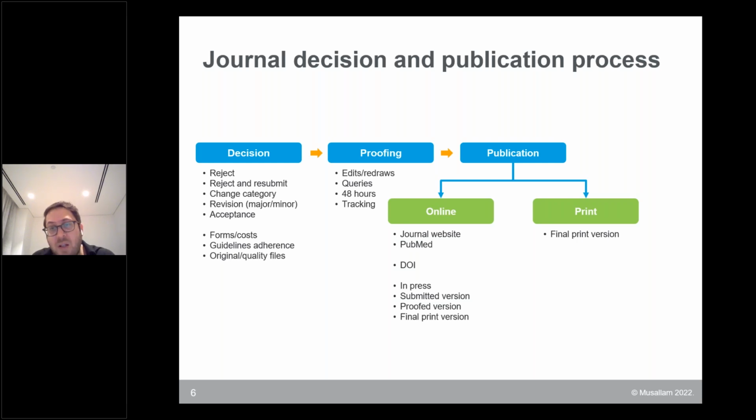But sometimes they send it and they get comments back, and they either reject it based on the comments, or reject and resubmit it. They ask you to do some minor changes or to do major changes, or sometimes they accept it outright without any changes.